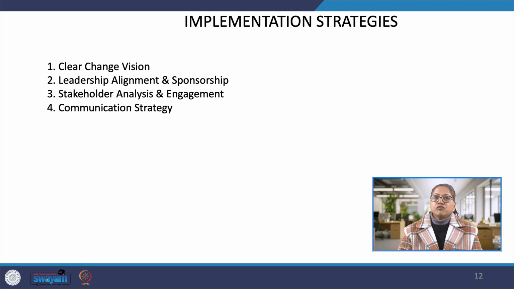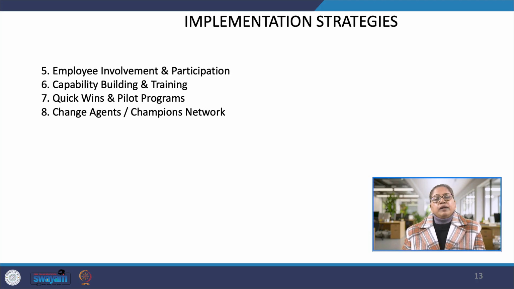Emails, videos, and spokespersons speaking about the change process. So, it is not just one channel but multiple channels through which management needs to convince stakeholders about why change is important. Focus on what is changing, why it is changing, when, and what it means to various stakeholders, as well as the relevance of change to the organization, and what the consequence would be if the organization does not change. Then further, employee involvement and participation.